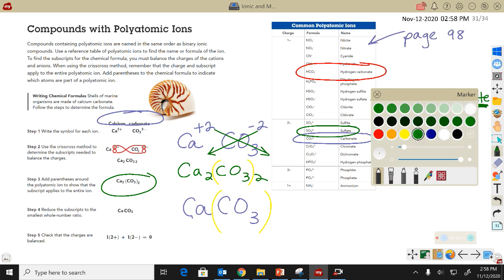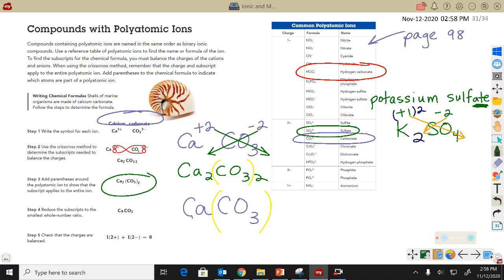What if I gave you something like this? How about copper? Should we make this a tricky one? What if I go copper 2 phosphate? Okay, so I got to find my charges. Copper is a transition metal, but the 2 is telling me the charge, so I don't have to look it up. That Roman numeral 2 means that copper's charge is +2.